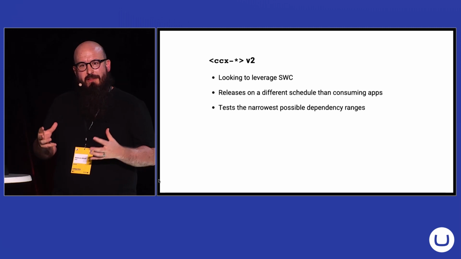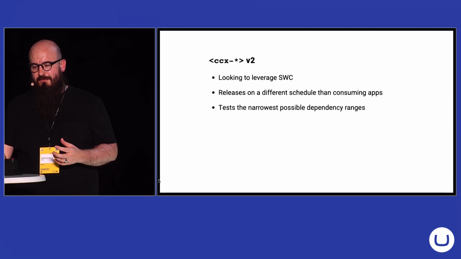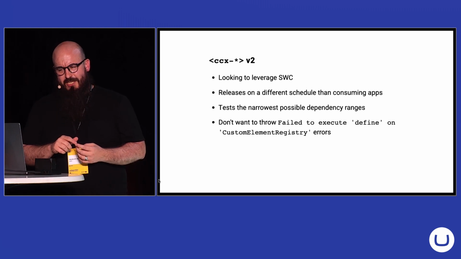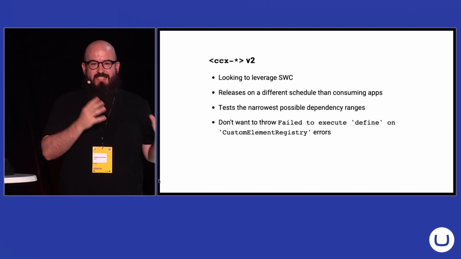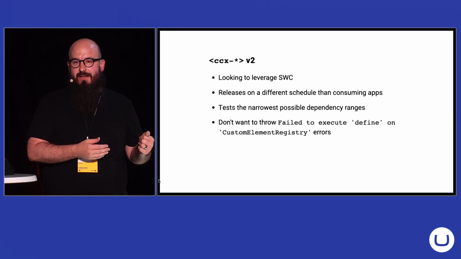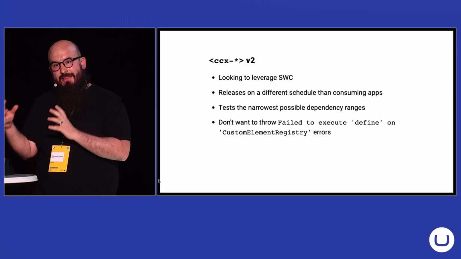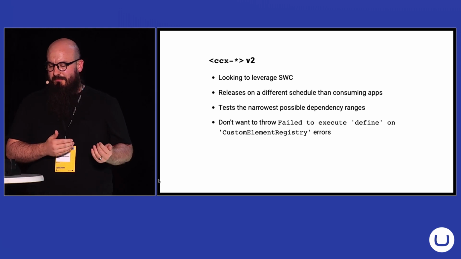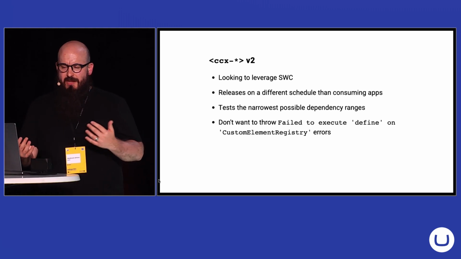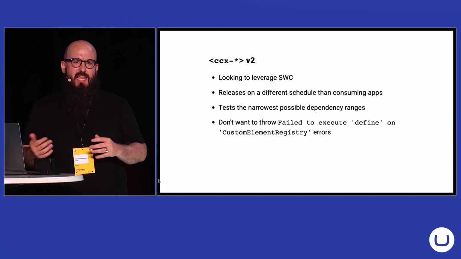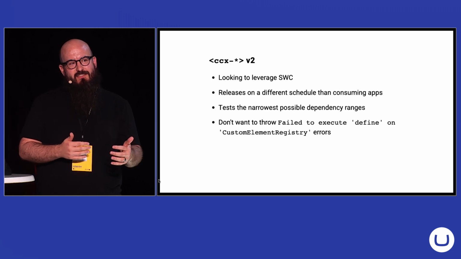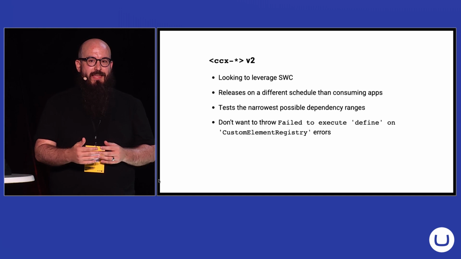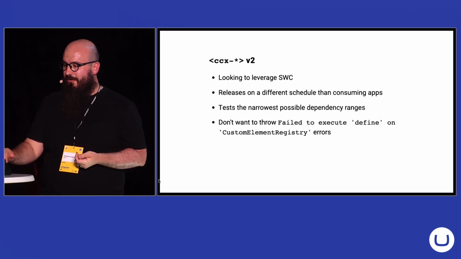And one thing that this is very likely to cause is "failed to execute define on custom element registry," which occurs when either the same custom element tag name is attempted to be defined in the browser, or the same class is used to define multiple tag names. And this sometimes occurs when the names of the custom elements are the same across disparate projects, or when different versions of the same custom elements are attempted to be registered in related projects, as we see with our micro front ends.